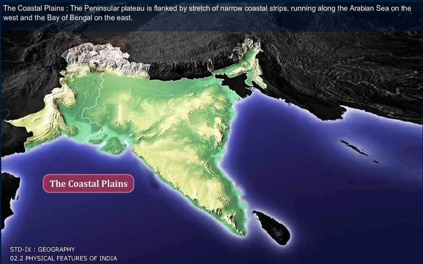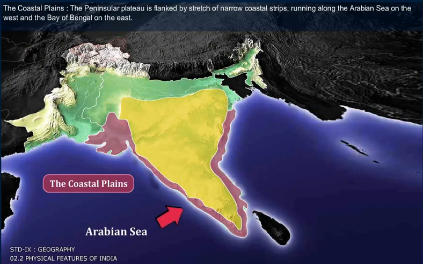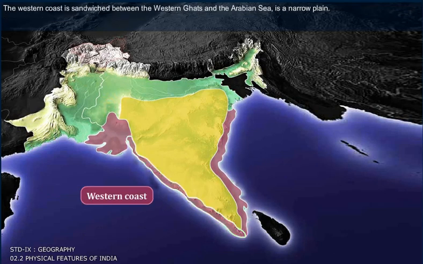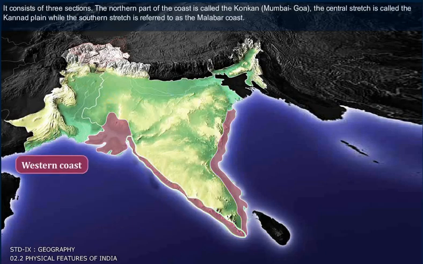The coastal plains. The peninsular plateau is flanked by a stretch of narrow coastal strips running along the Arabian Sea on the west and the Bay of Bengal on the east. The western coast, sandwiched between the Western Ghats and the Arabian Sea, is a narrow plain. It consists of three sections.